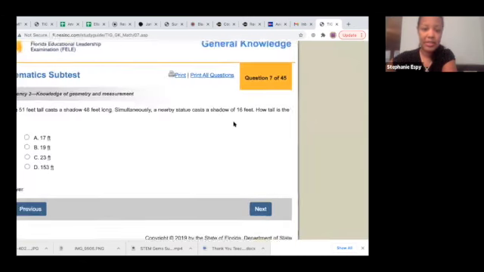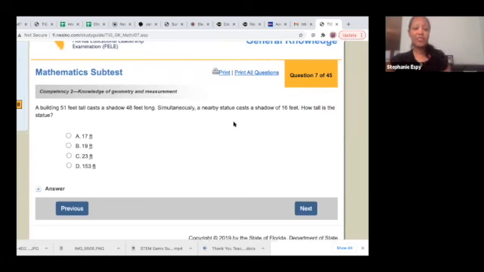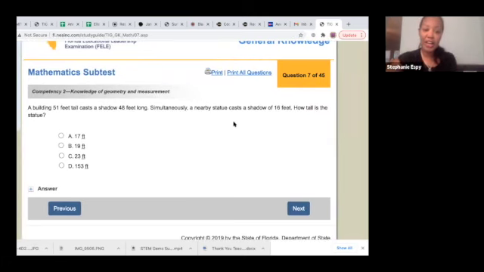All right, question 7. A building 51 feet tall casts a shadow 48 feet long. Simultaneously, a nearby statue casts a shadow of 16 feet. How tall is the statue? Take a few minutes, try it out.